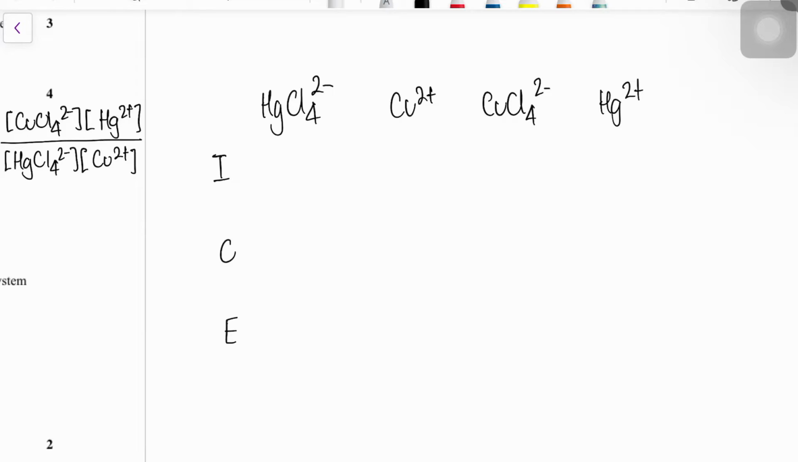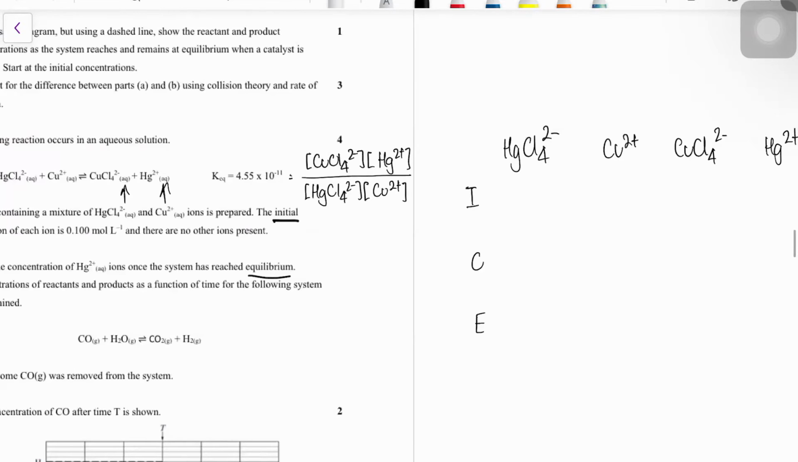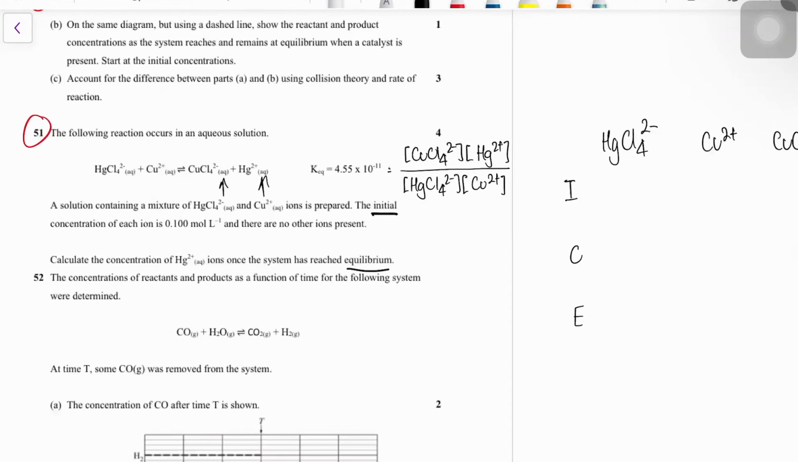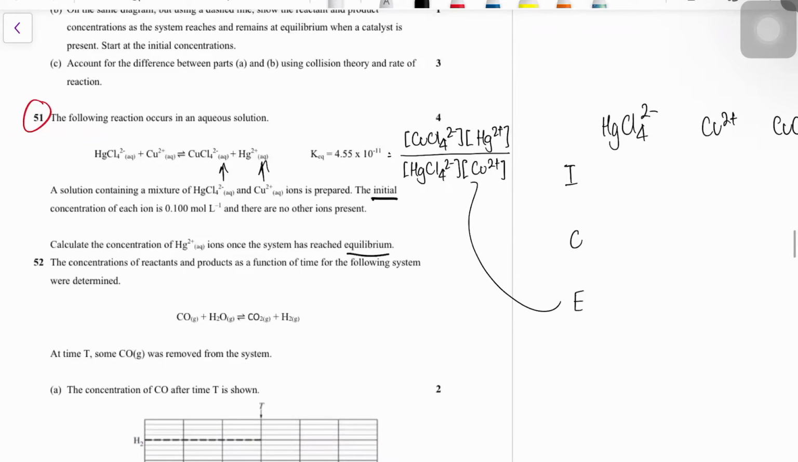The other thing to consider is that the change depends on your stoichiometric ratio, which means the number out the front of your formula in your equation. So the change depends on my ratio, the numbers in front of my formulas. And then equilibrium, E, is when I add my initial and my change together. Equilibrium is what I put into my equilibrium expression over here.